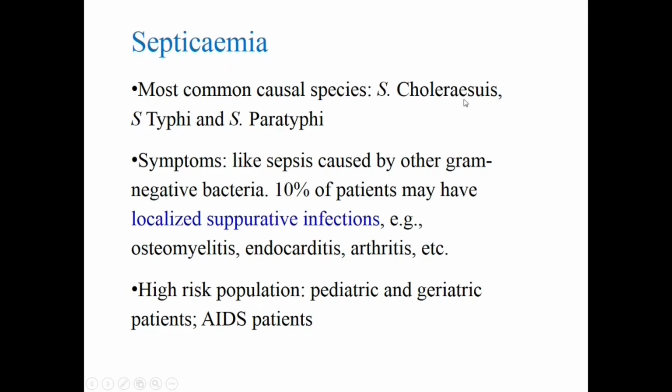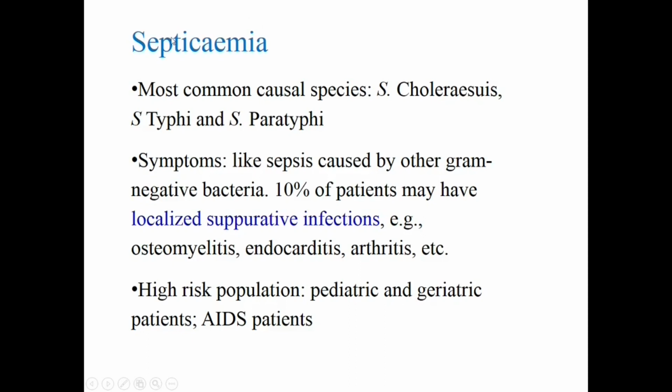Septicemia can also be caused; it is a rare presentation, but it can be caused by some species of Salmonella like Salmonella choleraesuis, typhi and paratyphi. Symptoms are like sepsis caused by other gram-negative bacteria. About 10% of patients may have localized suppurative infections. That means they will have a niche from which the infection will spread to the blood and cause sepsis, like osteomyelitis, endocarditis, arthritis, etc.